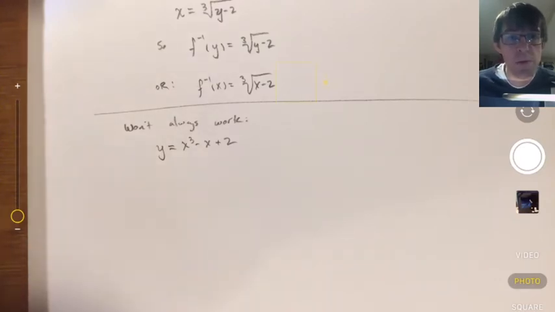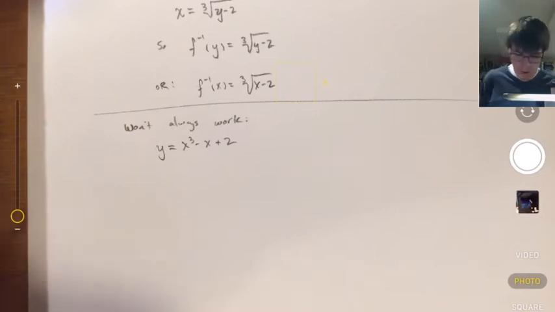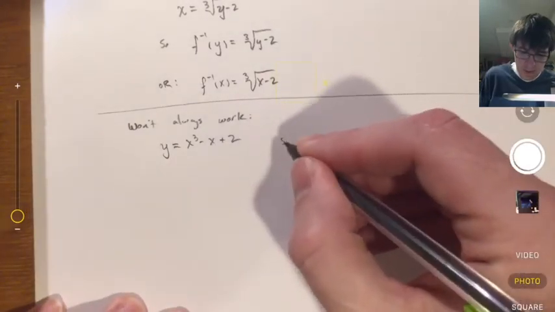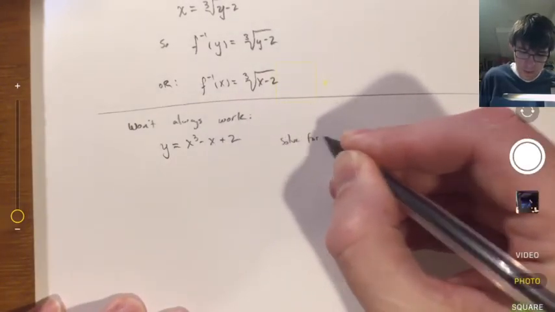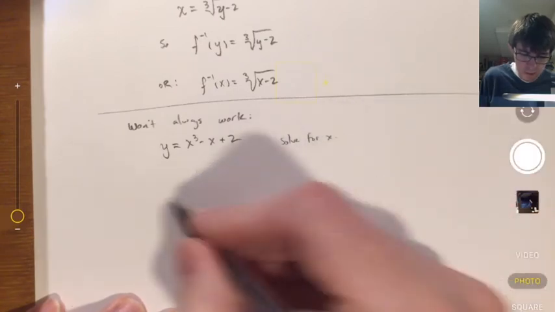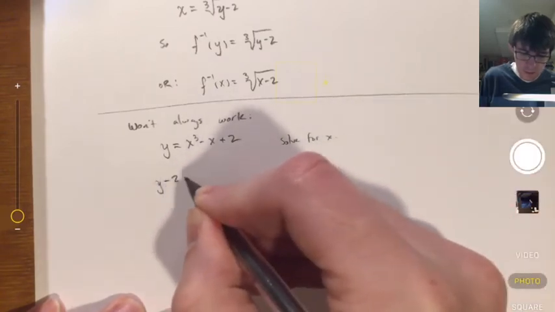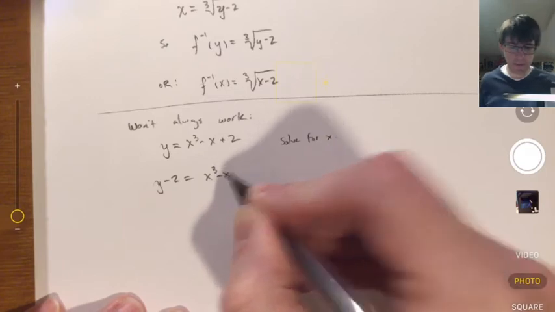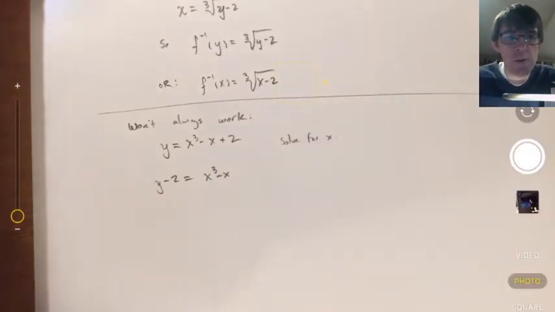What do you want to do? You want to solve for x here, right? That's the procedure. Solve for x. Well, I could subtract the 2, I guess. y minus 2 equals x cubed minus x. Now what are you going to do? Anybody know how to solve for x right there?